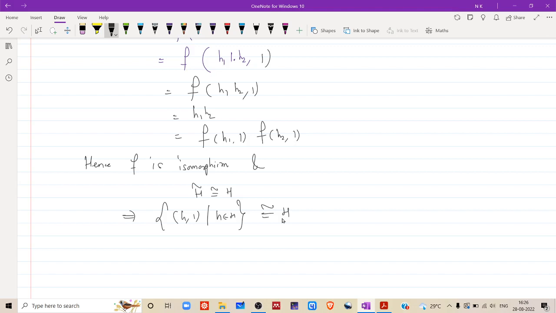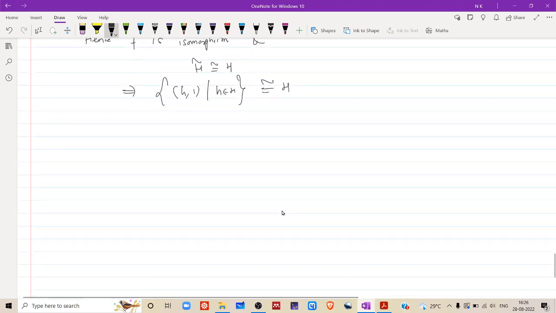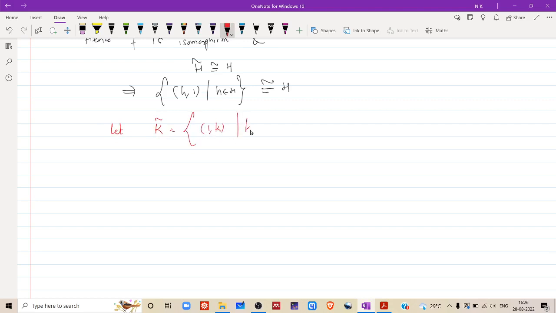Instead of h, if you are talking about k, then you have to follow a similar process. Just define a map in a different manner so that you can establish the isomorphism between (1, k), where k belongs to K, and K itself. Let me give you the hints so that you can establish that isomorphism. So what is my next part? Let k tilde equal (1, k), where k belongs to capital K, right?